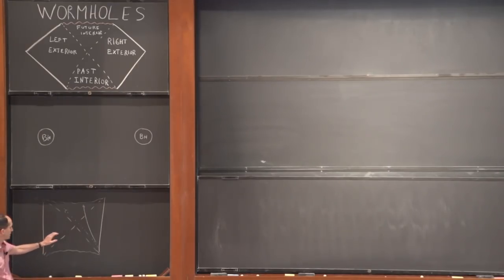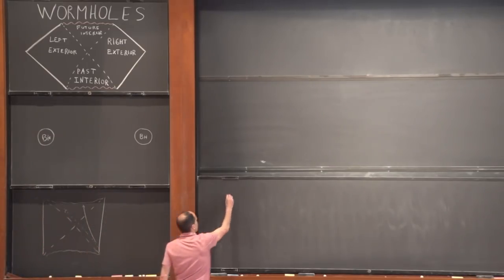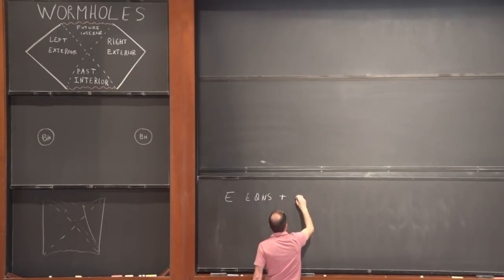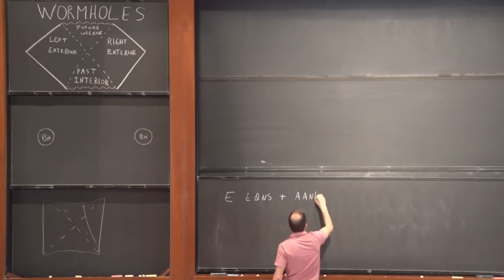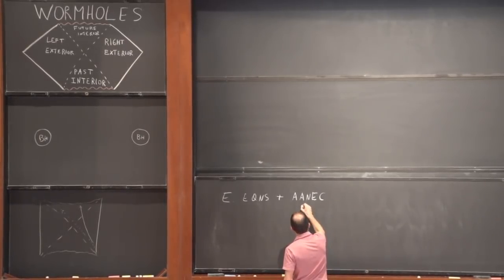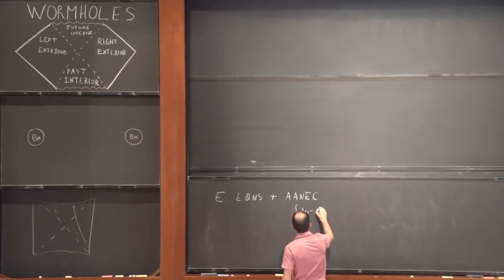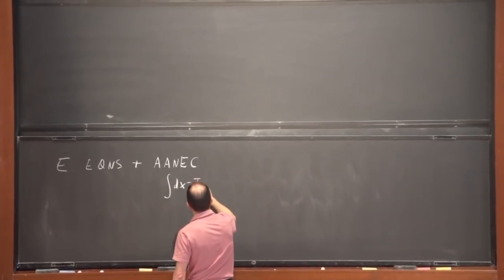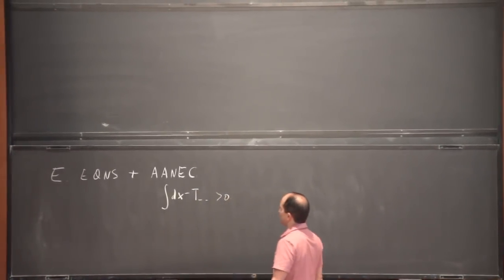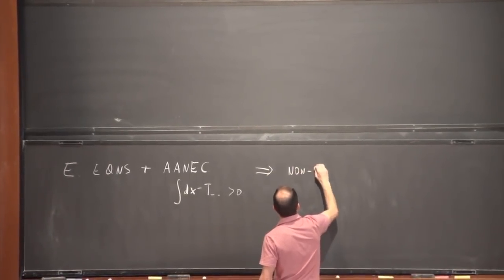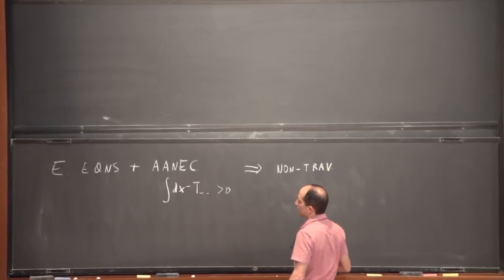But if you demand that these geometries obey Einstein's equations, so if you have Einstein's equations plus the achronal average null energy condition, which is something that we expect should be obeyed. People discussed this in previous lectures. That's the condition that if you have an achronal line, the integral of T minus minus, or T plus plus, should be bigger than 0. Then those two things imply that it's non-traversable.